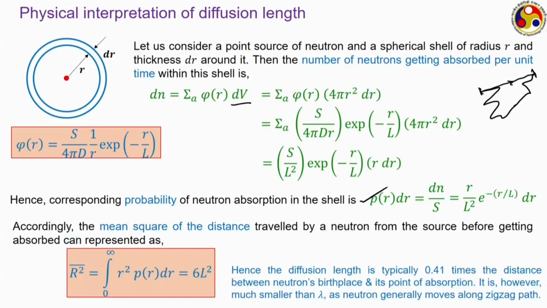If we do the same exercise for the infinite planar source, then you would have got r square bar is equal to 2 L square. I would urge you to try this, just follow the same procedure on a Cartesian coordinate system, and you should get r bar square is equal to twice of L square. So, by knowing the diffusion length, we can get a proper idea about the distance travelled by the neutron.